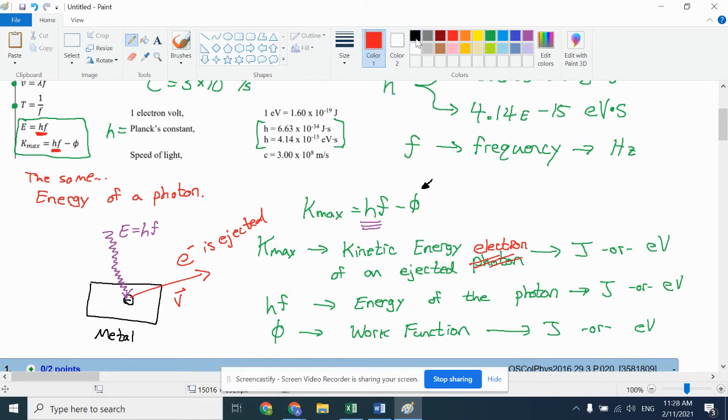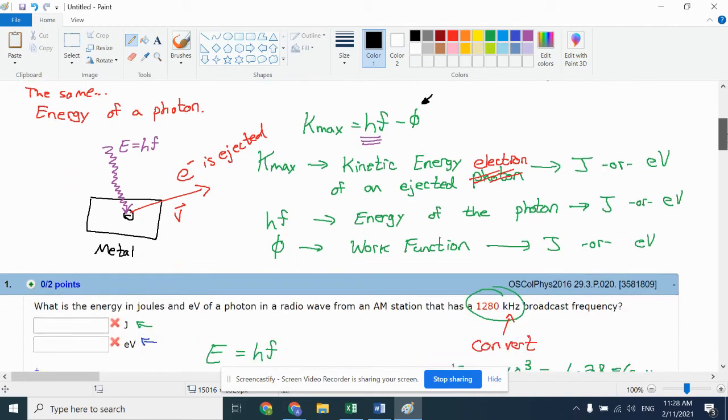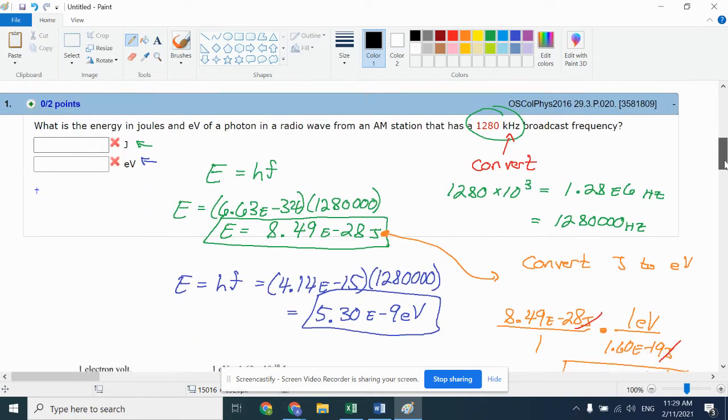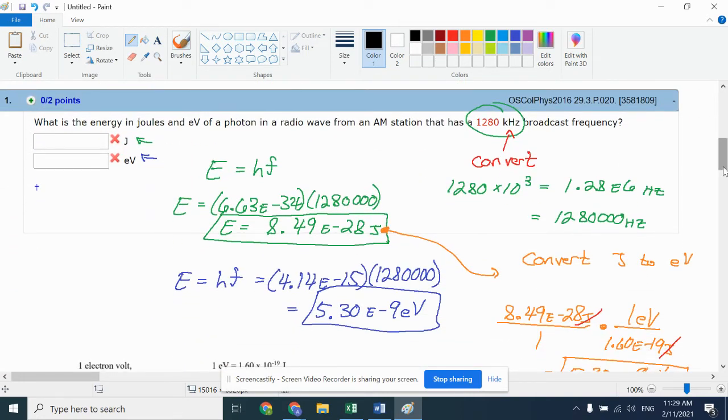Okay, so let's go through some examples. Number 1 on your WebAssign is just going to be about solving for the energy of the photon. There's going to be quite a bit of conversions on this. You're going to see kilohertz, megahertz, nanometers. So have the equation sheet ready when you do the homework.